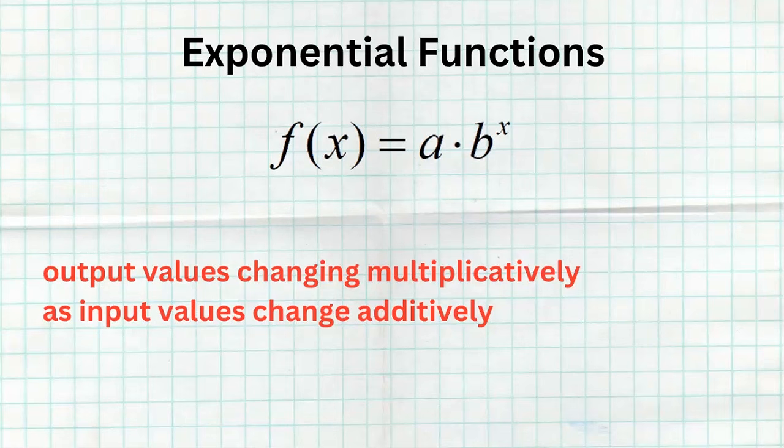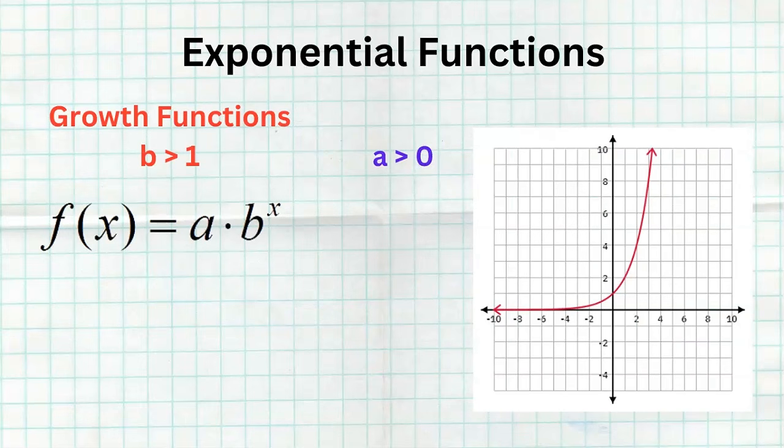Now let's talk about the graphs of exponential functions. The graphs all hinge on a. A could be positive or a could be negative, and we'll talk about that in a second. But they also hinge on b. B is always going to be positive, and b could be greater than 1. If b is greater than 1, we have what we call a growth function. That means the function is getting bigger.